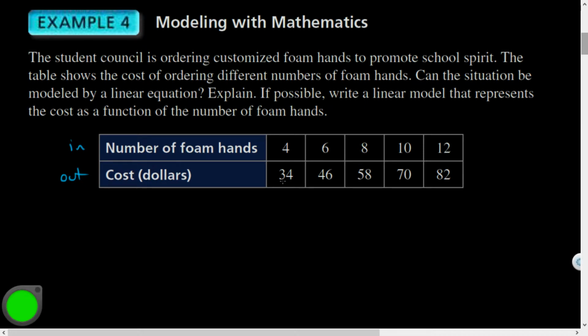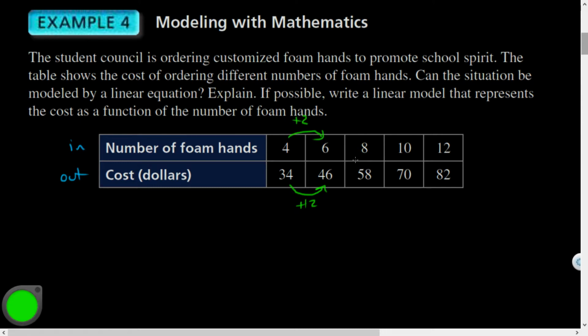Functions have a constant rate of change. So linear functions have a constant rate of change. The rise over run is going to be the same all the time. So let's see. 34 to 46 is going up 12, and it's going horizontally over 2, because this is my x.